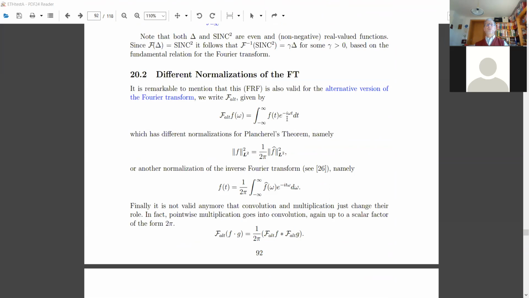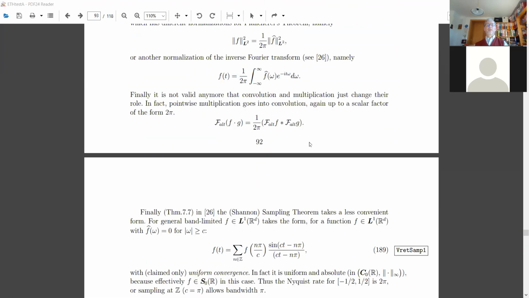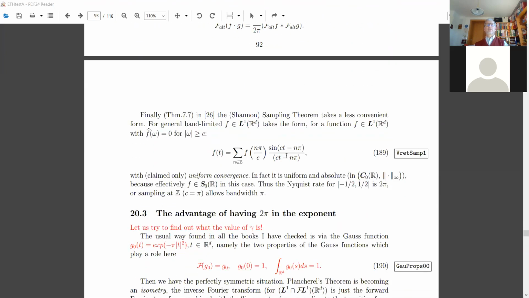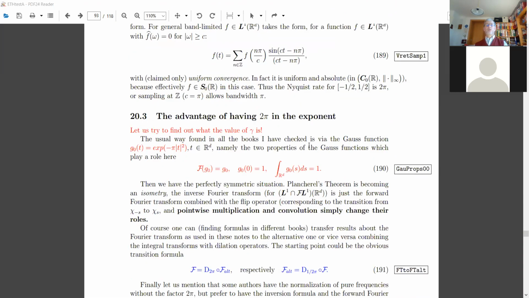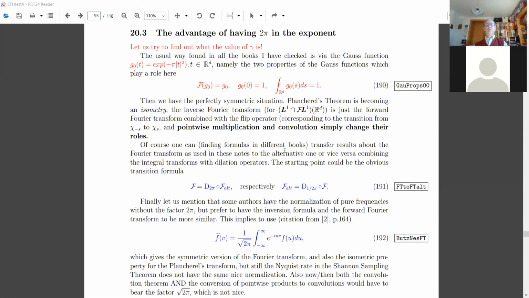If you would choose to avoid the 2 pi in the exponent, then you would get it in the inversion theorem. You could try, and you would get it in the convolution theorem. At least in one direction, you would have a problem. You can have the Shannon sampling theorem, which we will see very soon, and you would have a very nasty expression. The Nyquist rate would not appear in a very natural way. So 2 pi pops up in five different places. Also, the Gauss function wouldn't be Fourier invariant.